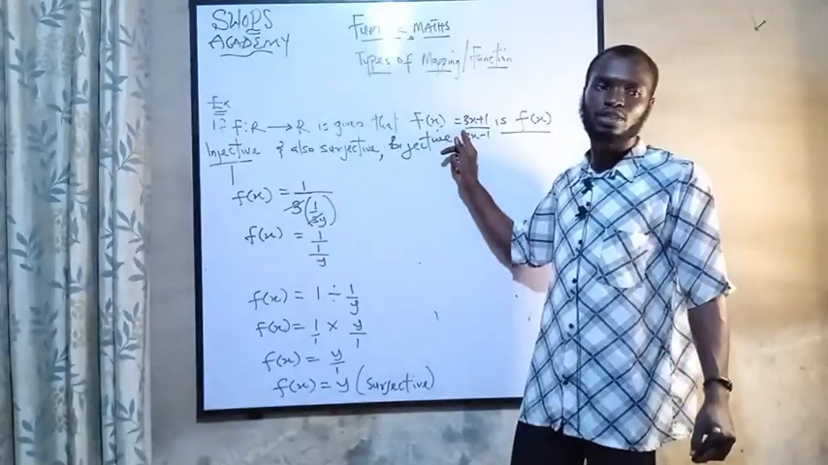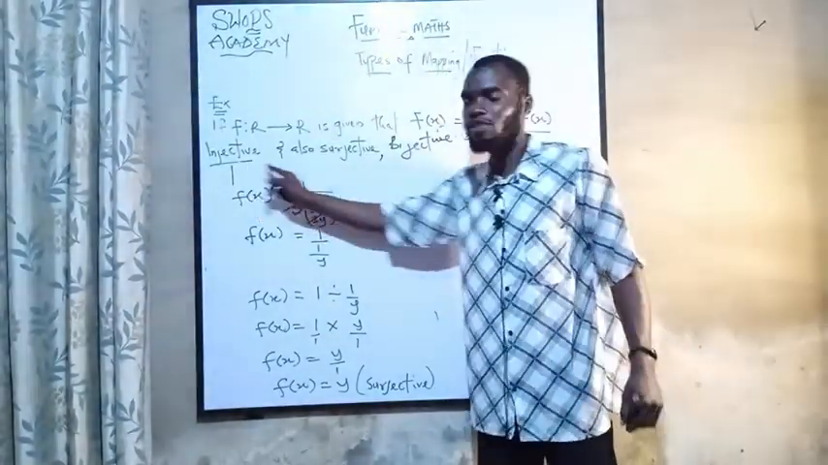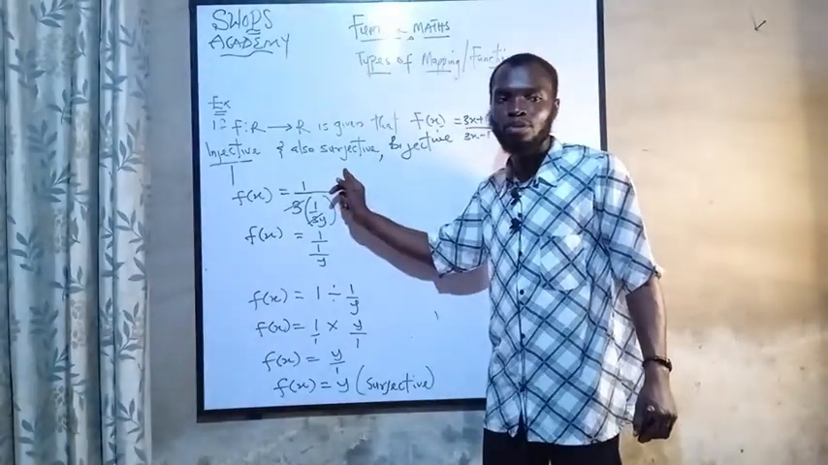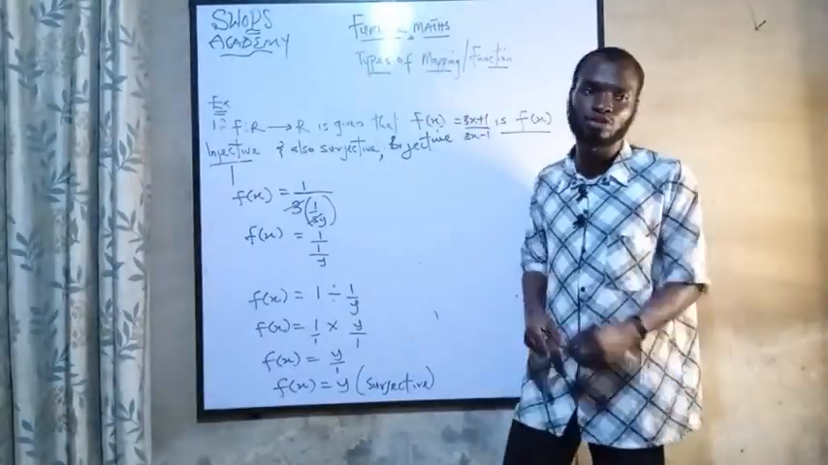So if after you solve this it is injective, and you solve it also and it is surjective, then that means you conclude that it's also bijective.